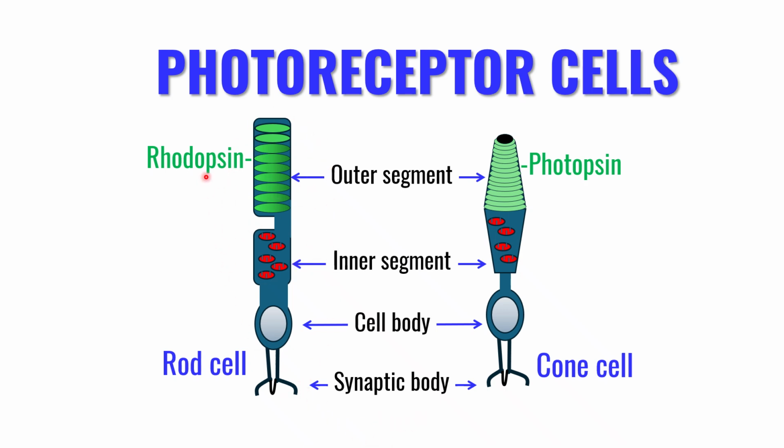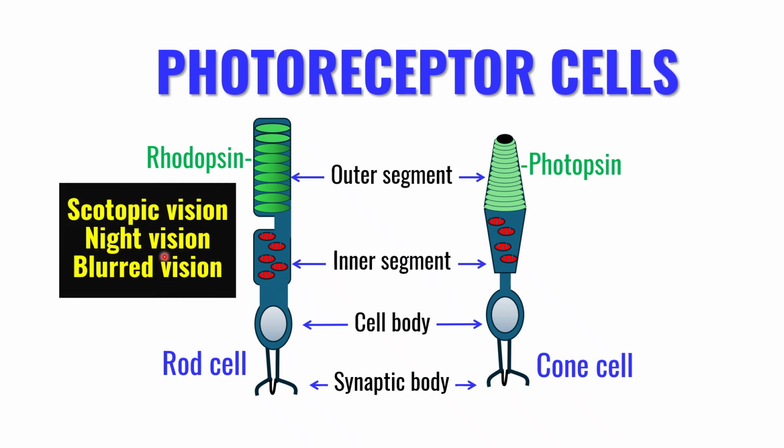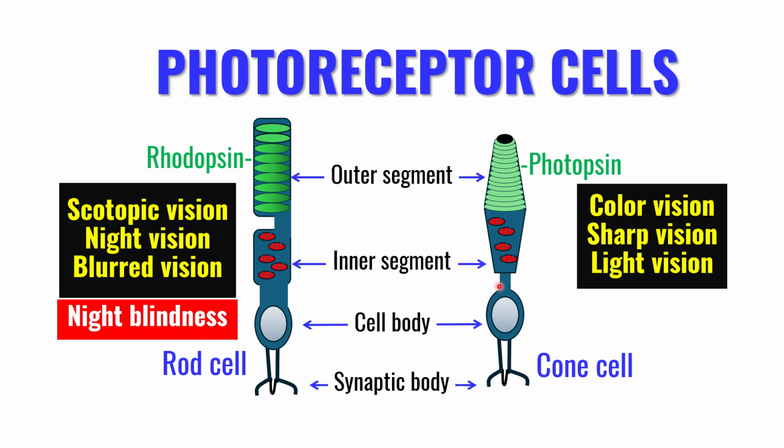The outer segment of rod cells is filled with a photoreceptor called rhodopsin, whereas the cone cells' outer segment has a pigment called photopsin or iodopsin. The rod cells are responsible for blurred image or scotopic vision, night vision, and if there is any defect in these cells, it will lead to a condition called night blindness. Whereas the cone cells are responsible for high acuity vision, which is color vision, sharp vision, or light vision. If there is any defect in these cells, you will see a condition called color blindness.